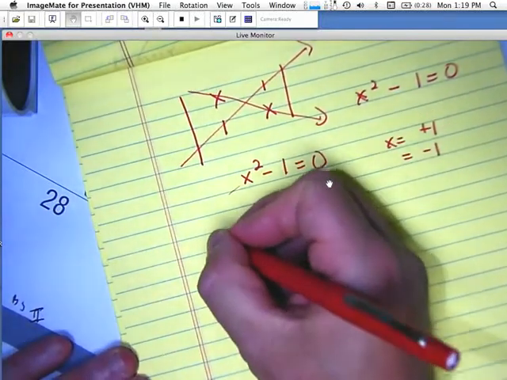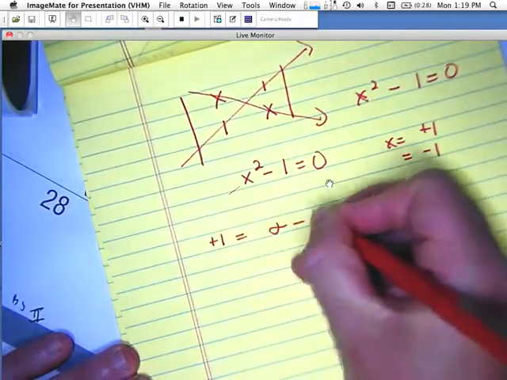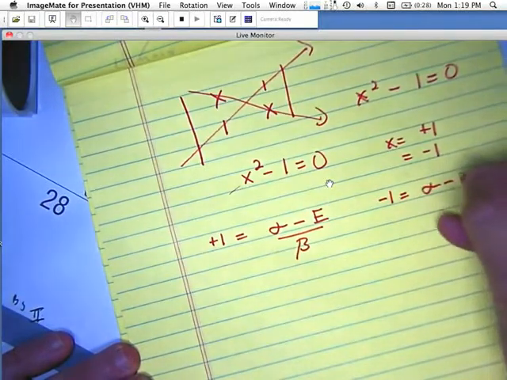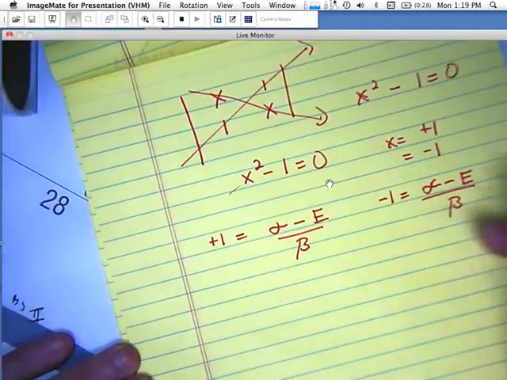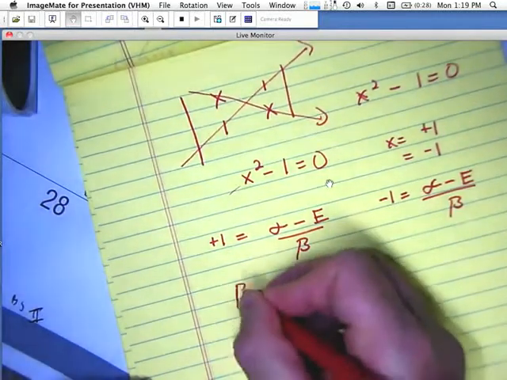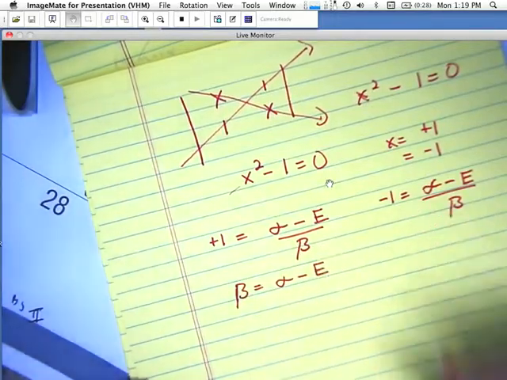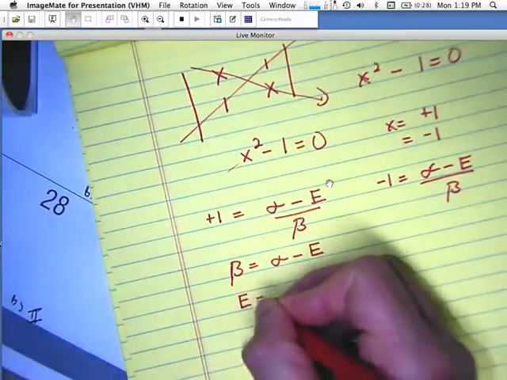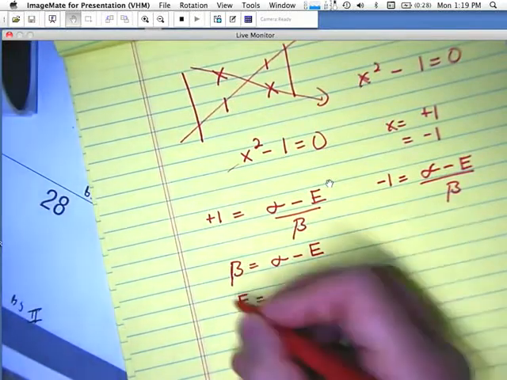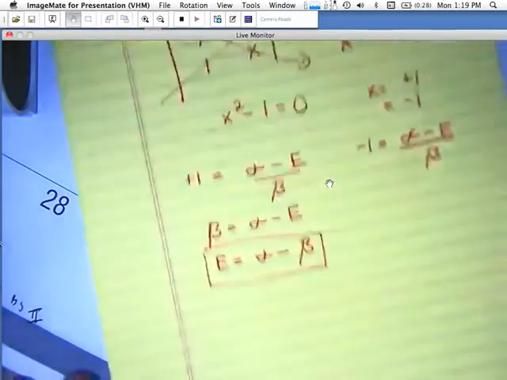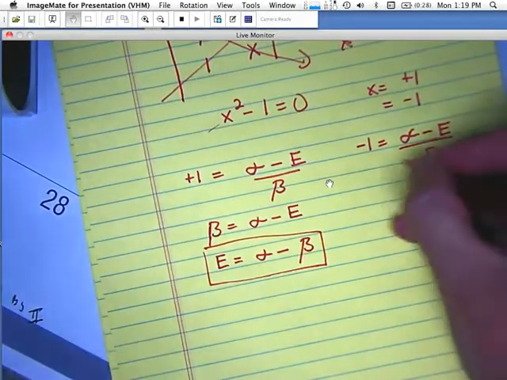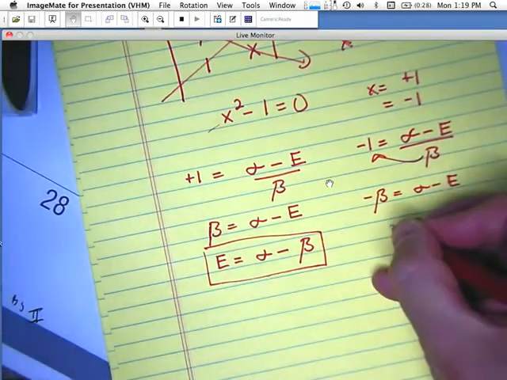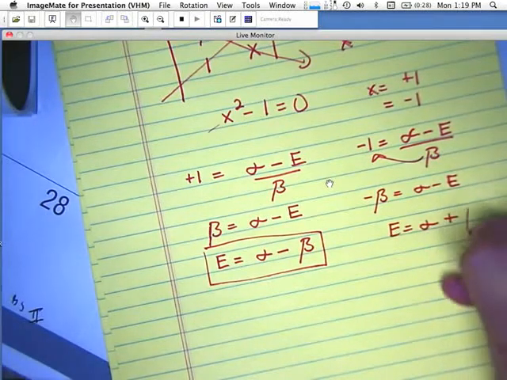If I plug those values in there, if plus 1 is equal to alpha minus energy over beta, or minus 1 equals alpha minus energy over beta, I should be able to solve for E if I do the algebra. I multiply both sides by beta, and if I put the energy on the one side, I get a value for one of my energy values. If I do the same here, multiply both sides by beta, I get negative beta is equal to alpha minus E, or E equals alpha plus beta.